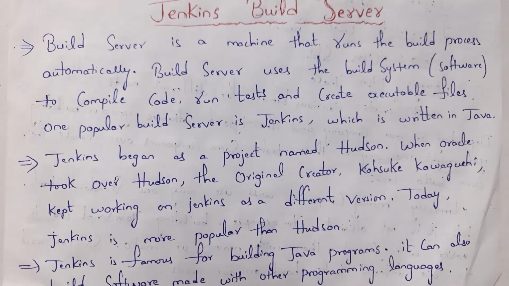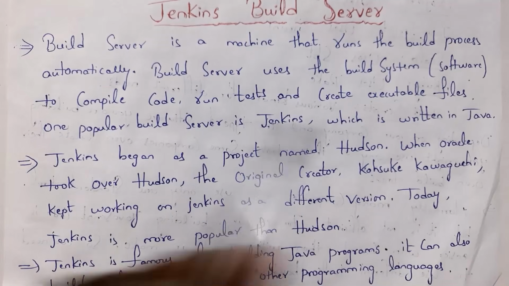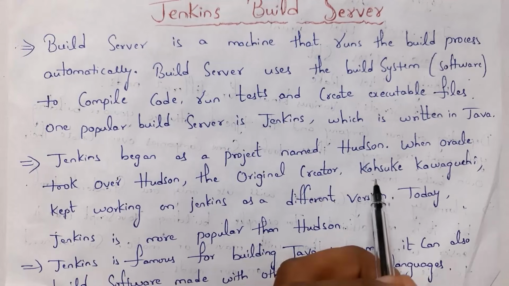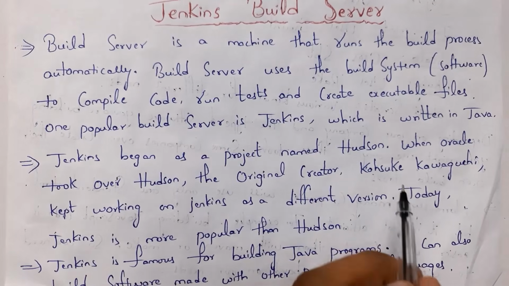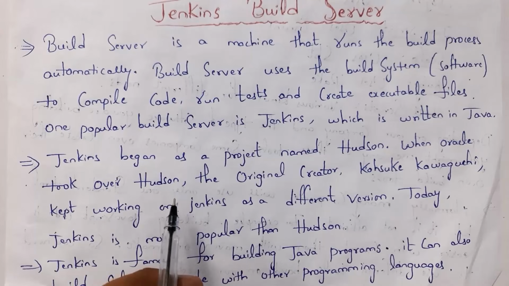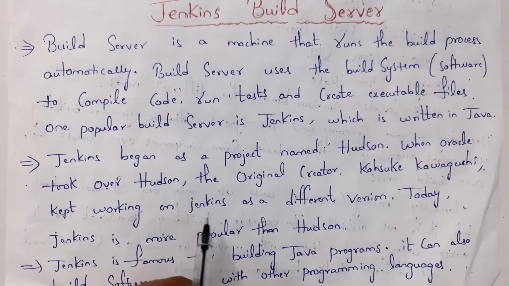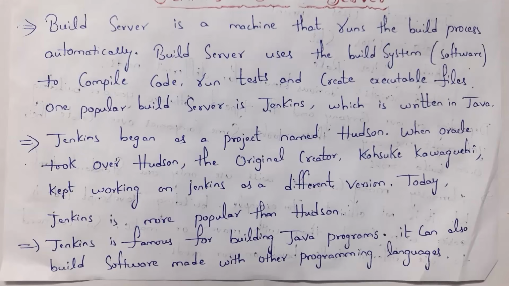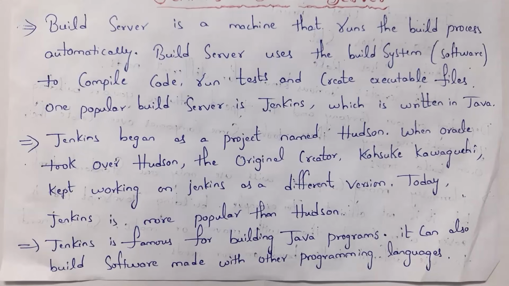In olden days, before Jenkins, companies used one server called Hudson. Oracle company took this Hudson. In that company, there is one creator called Kohsuke Kawaguchi. This person modified the Hudson server and then he gave it a new name. That new name is Jenkins. So this Jenkins server is an updated version of Hudson server, and today Jenkins is more popular than Hudson. Jenkins is famous for building Java projects. Guys, not only Java projects, you can also build software made with other programming languages.